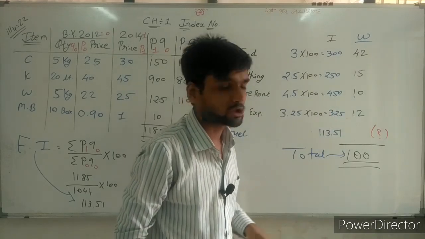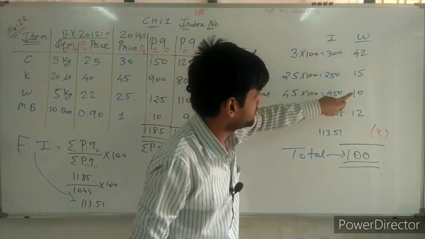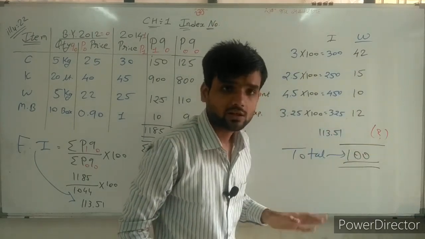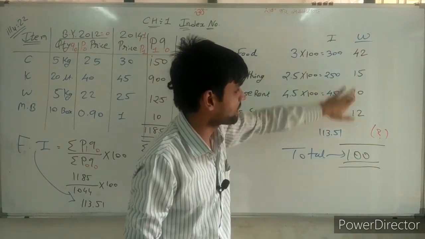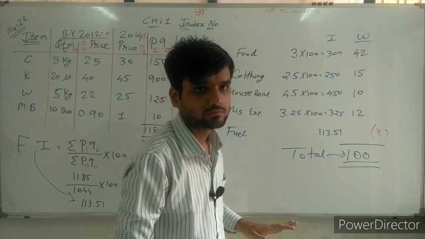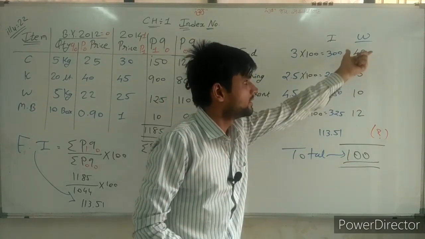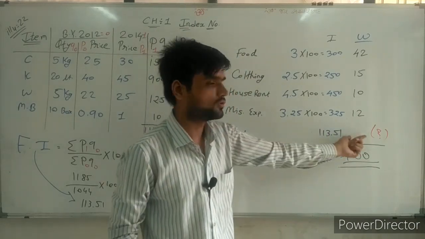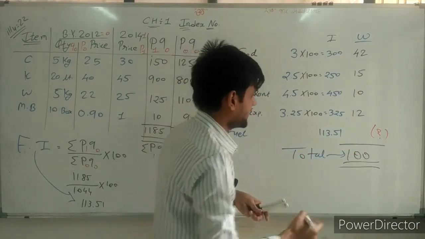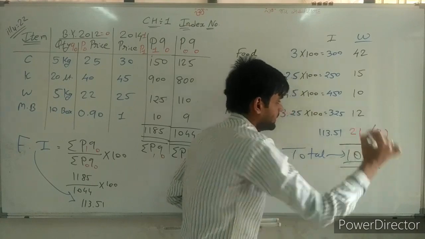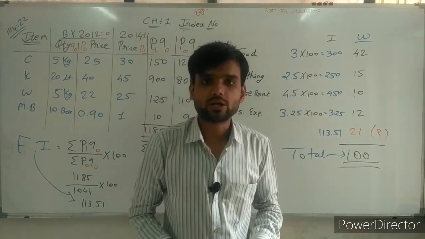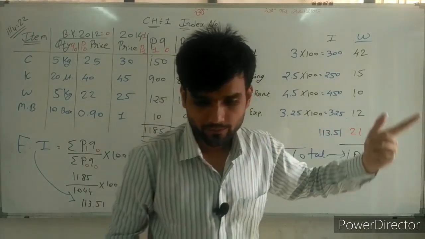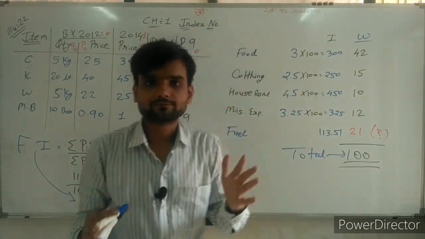So total 40, 50, 60, 70 and 79. So 79% is the total of this four-item group. Now from 100, 79 deducted, the remaining amount is for fuel. So the remaining amount is 80, 90 and 100. So 21% is fuel expenditure. That is the important one.